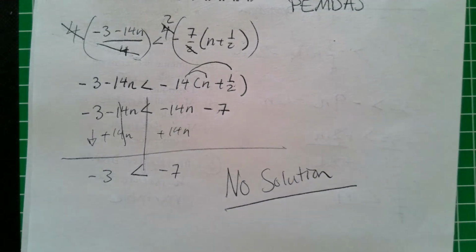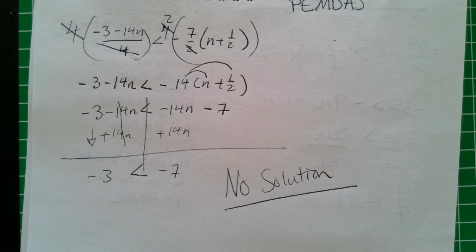So no solution actually happens quite frequently in life. When you graduate and you try to find an apartment, 99% of the time you won't be able to. You want to know why?